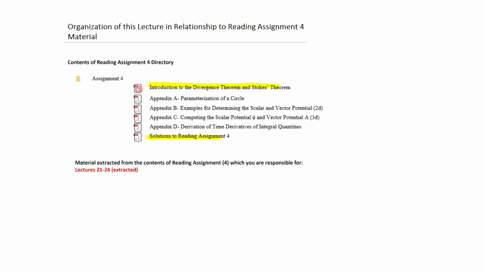But in Assignment 4, on the expanded version, you have 6 individual PDF documents, the main one being Introduction to the Divergence Theorem and Stokes Theorem. And then there are 4 individual appendices. Again, these are things that you do not need to look at, these expanded set of notes. And finally, there are solutions to Reading Assignment 4. So within Assignment 4, there are a number of problems, and all the solutions appear in a single document. This information also will appear as part of lectures 21 to 24 in a separate area, but nevertheless, you have access to the solutions to the problem set assignments.